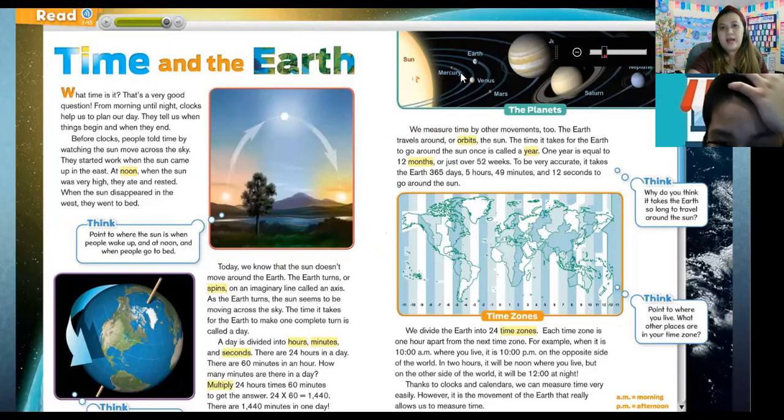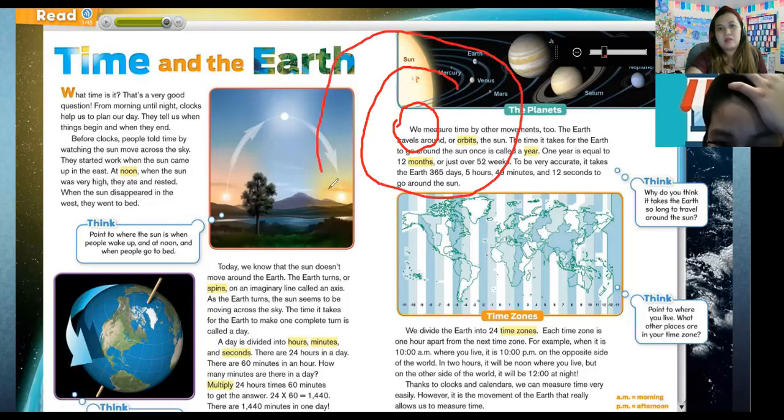So the planets, Mercury, Saturn, and so on, they orbit or they travel around the sun, like that. For example, this is the sun, so they do like that. The sun doesn't move, but the earth or the planets will move.